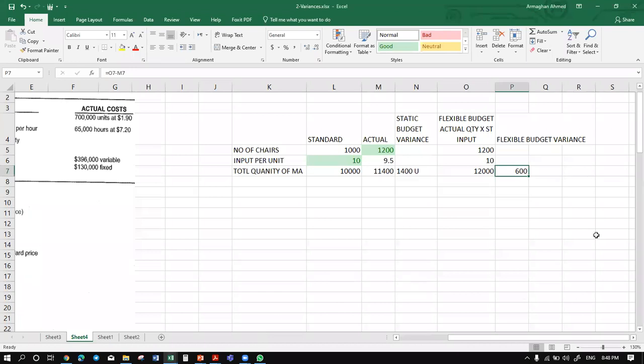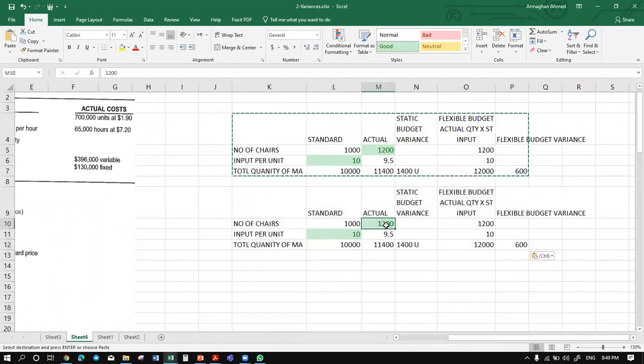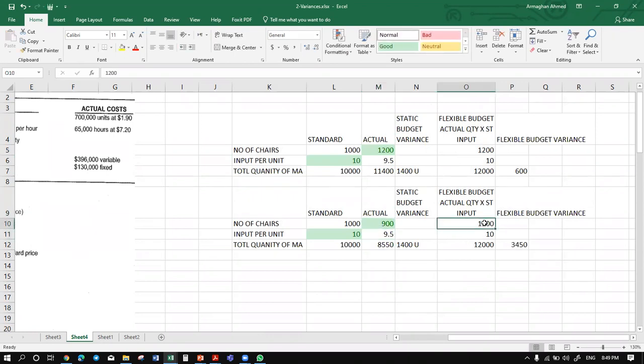Sir, now we produce more than the standard. What we set as the standard was that we will produce 10,000 chairs, but now we produce 12,000 chairs. What if we produce only 900 chairs, and we consume less input, 9.5, and we just produce fewer chairs? Then what will be the consequences? If you have 900, you will do the same here, 900. Multiply by 10, it should be 9,000, right?